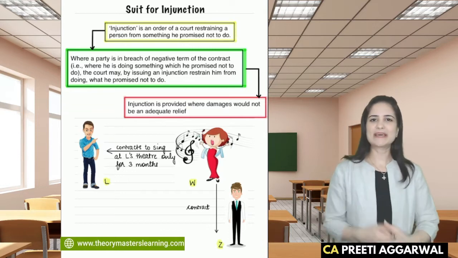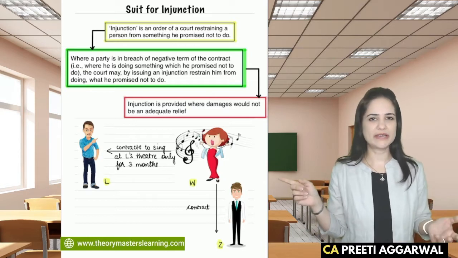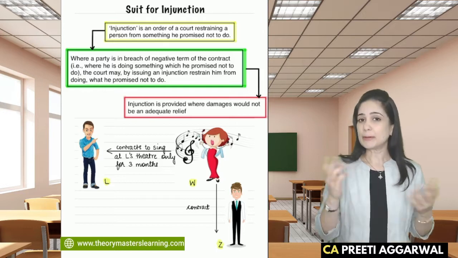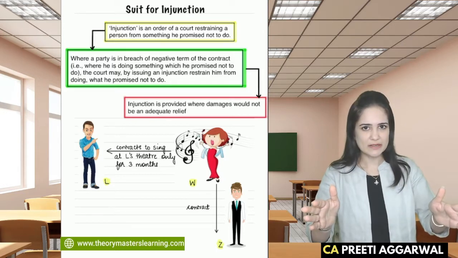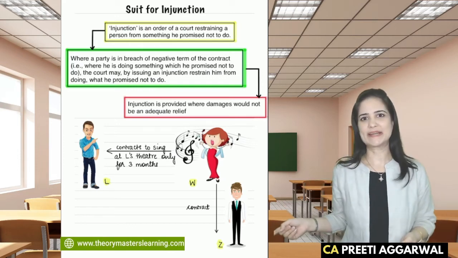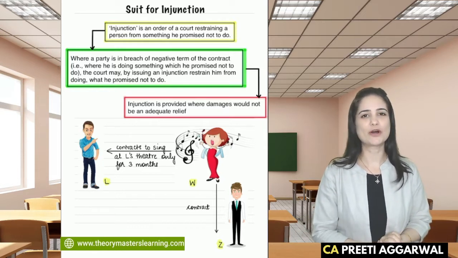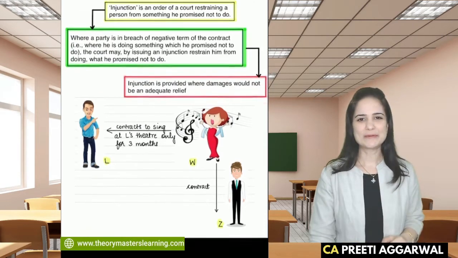Now let's see an example. W promised to sing at the theater of L only during the contract period. W promised that I will sing only at your theater and at no other theater. Then he went and made a contract with Z also. We can stop W from doing so by getting an order of injunction passed. Another example.